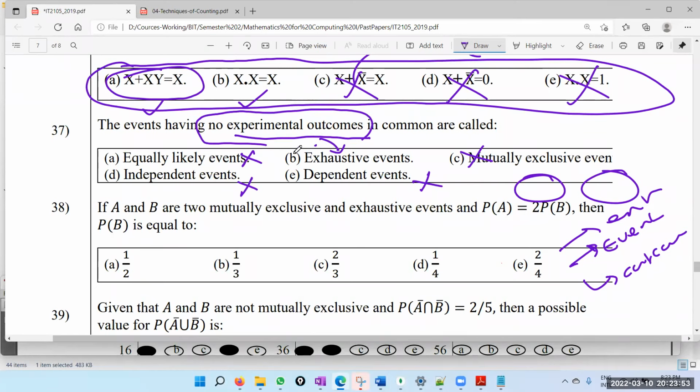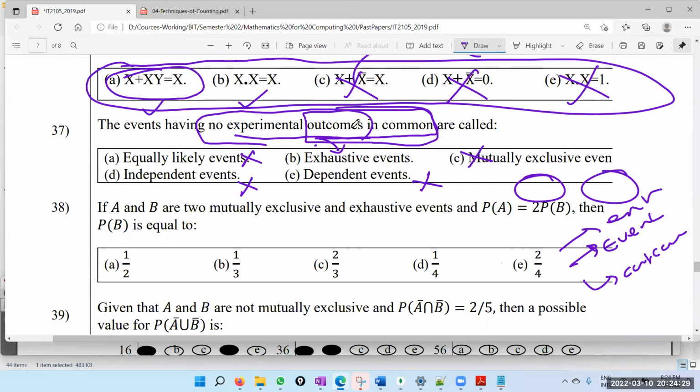Let's take. Anyone want to mention something? I heard someone talking. Oh sir, events in outcomes in common, right? Common outcomes in common means not mutually exclusive. It must be disjoint, I think. Disjoint. But disjoint is not here, right? The events have no experimental outcomes in common.